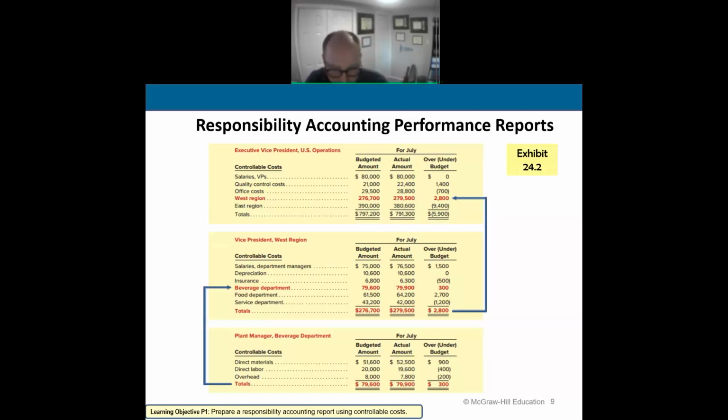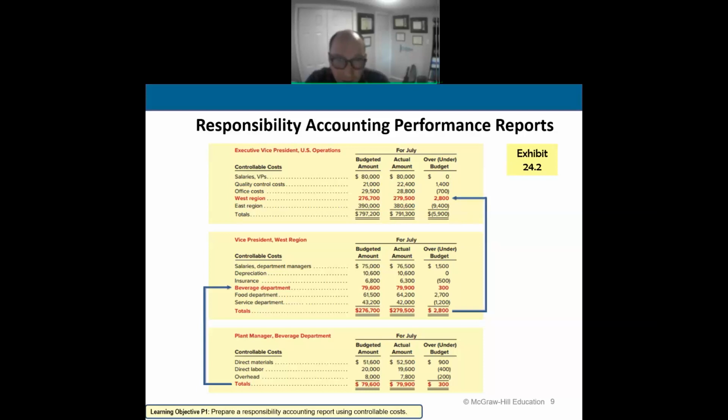Okay. So we have a couple of different departments for our hotels. This is some information. I don't exactly know what type of company this is, but I'm going to say it's a hotel company because I see some food and beverage and service.